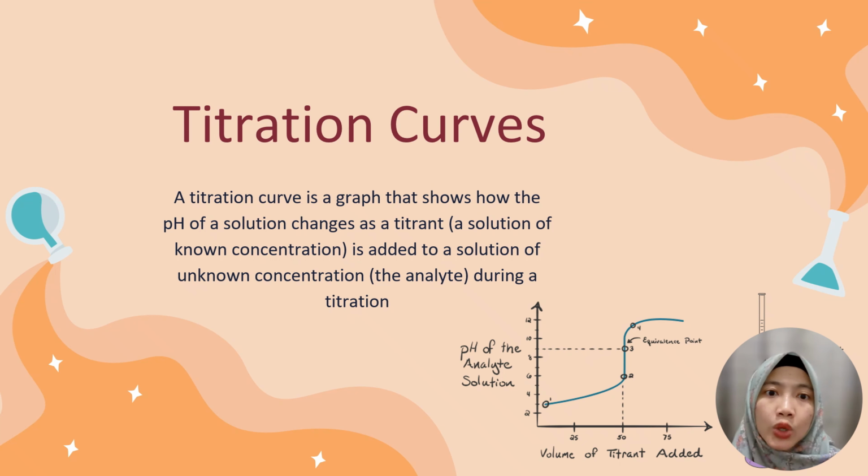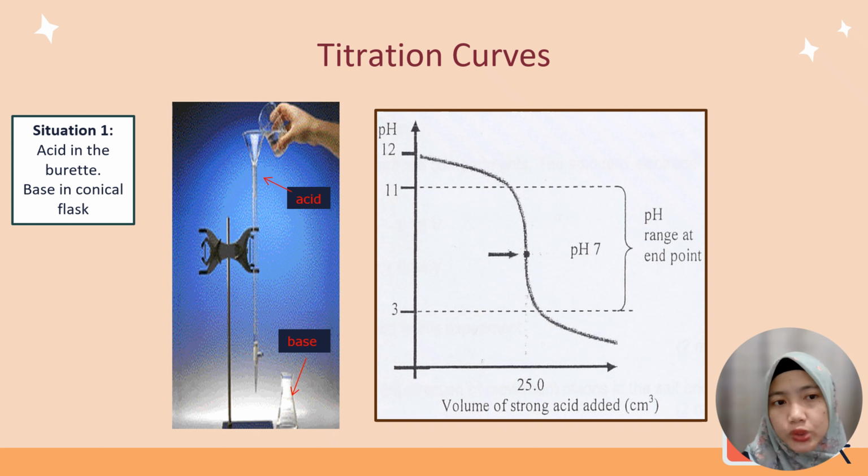Welcome back. We will proceed with the next part, which is about titration curve. What is a titration curve? It is a graph that shows how the pH of a solution changes as a titrant is added to a solution of unknown concentration during a titration. There will be two situations that you need to know.